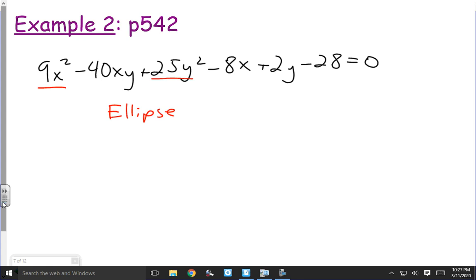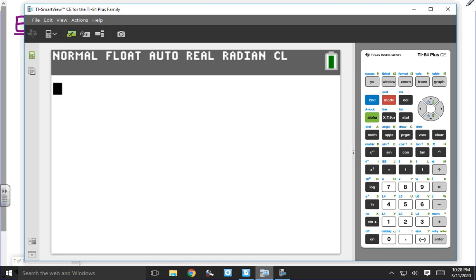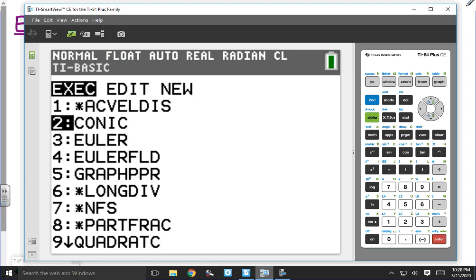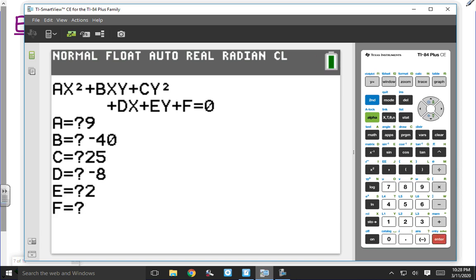Grab your calculator and let's try this out. You have a program on your calculator that will plot conics for us. So go to your program and go to Conic. And we'll punch in the equation that they gave us here. Again, it was 9x squared, a negative 40xy, 25y squared, a negative 8x, positive 2y, and a negative 28 is what we'd have there.